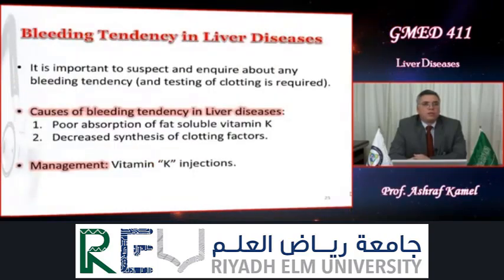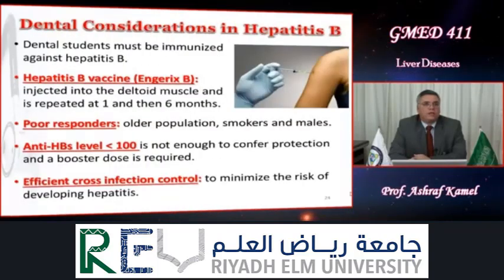Dental consideration in hepatitis B. Dental students must be immunized against hepatitis B, and hepatitis B vaccine called Engerix-B is injected into the deltoid muscle and is repeated at 1 and then 6 months. Poor responders are the old population and smokers, as well as males, who are poor responders compared to females.